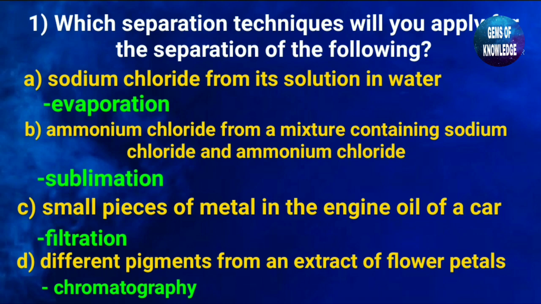Then the third one is small pieces of metal in the engine oil of a car. So how can you remove this? If pieces of metal are mixed into the engine oil, what is the process to remove them? The technique used to separate this is nothing but filtration. If you filter the engine oil, obviously the metal pieces will be left behind and the oil will be poured into the bottle or whatever container you are using.